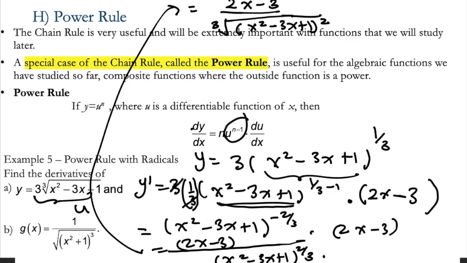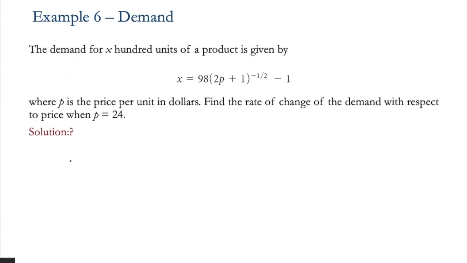Okay, now there are some examples that we can look at here for the derivative application. Alright, so let's say the demand for x hundred units of a product is given by x equals 98 times (2p plus 1) to the power of minus 1/2, minus 1, where p is the price per unit in dollars. Find the rate of change of the demand with respect to price when p equals 24.